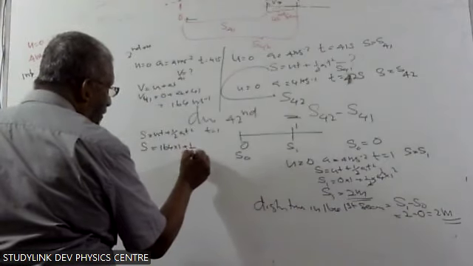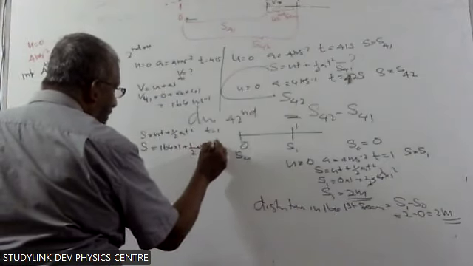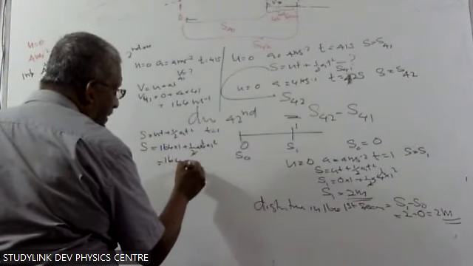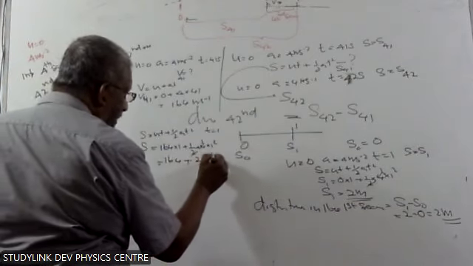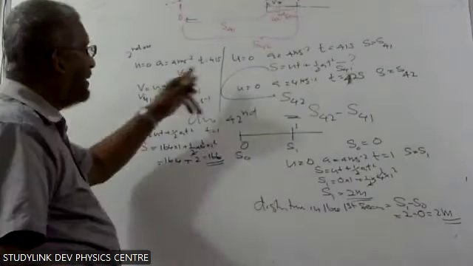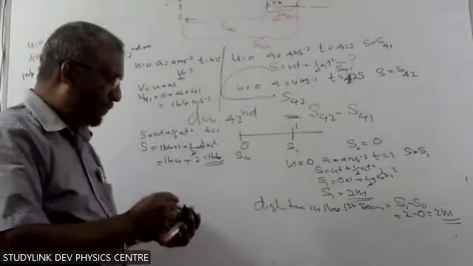Thus, plus half into 4 into 1 squared. Then 164 plus 2, 166. Like that you can find. That is the second method you have to do for this one.